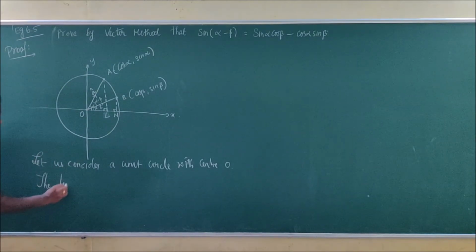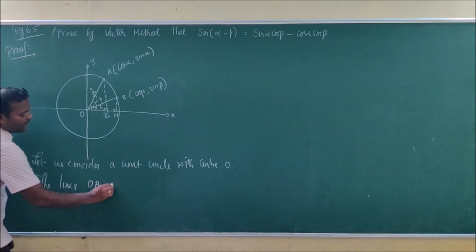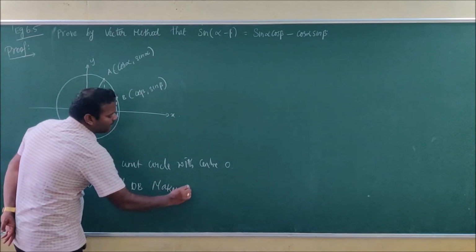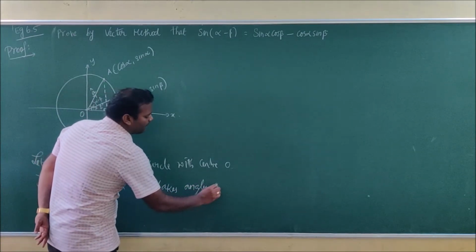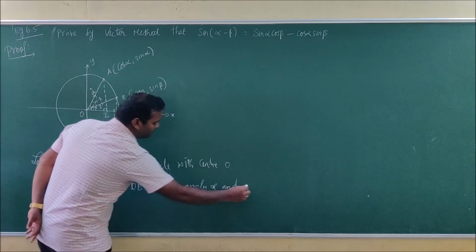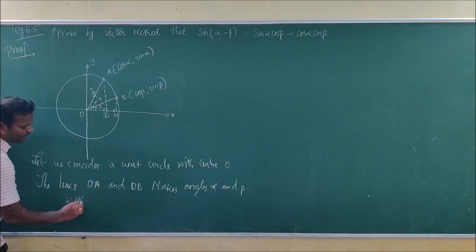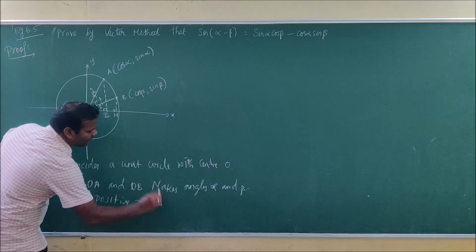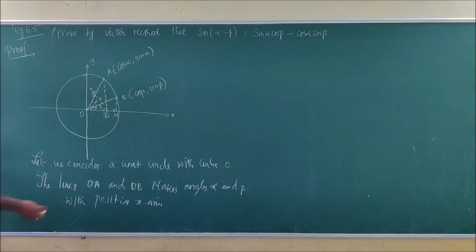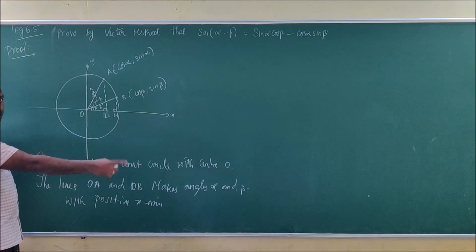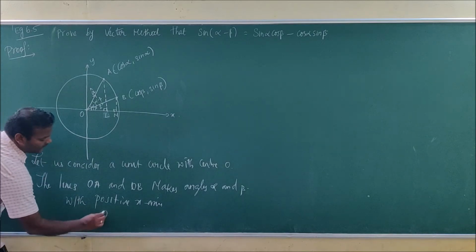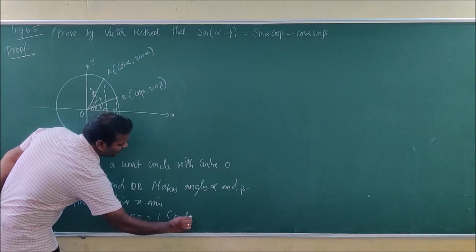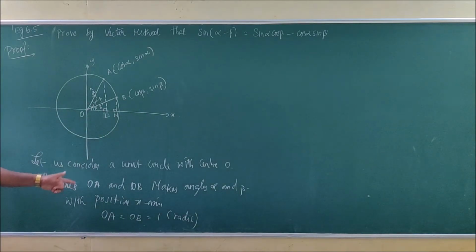So the lines OA and OB make angles alpha and beta with the positive x-axis. Then we have to write that the distance OA equals the distance OB equals 1, because they are all radii of the unit circle.